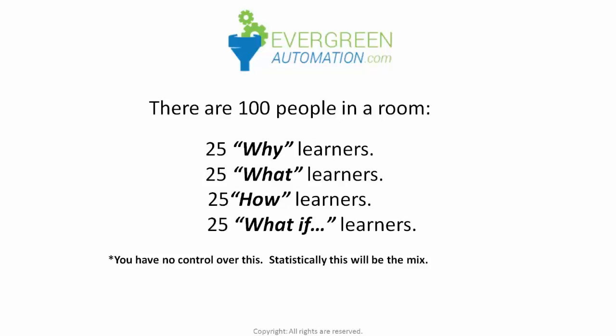Because imagine this scenario. Imagine there's 100 people in a room and you're going to give a sales pitch to those 100 people in hopes of selling, of course, as many of them as you can. Okay, you want to sell as much as you can to these 100 people, of course. And statistically, though, there are 25 why learners in the group, and there's 25 what learners in the group. There are 25 how learners in the group, and then there are 25 what if learners in the group. And of course, we have no control over that. It's just statistically, that's how your audience is going to break down.